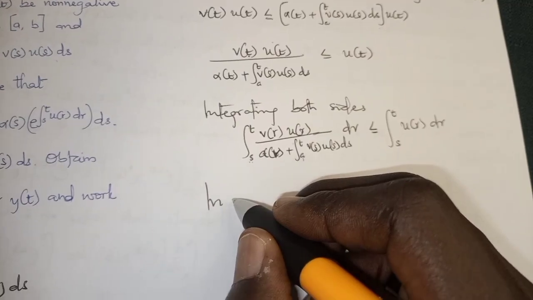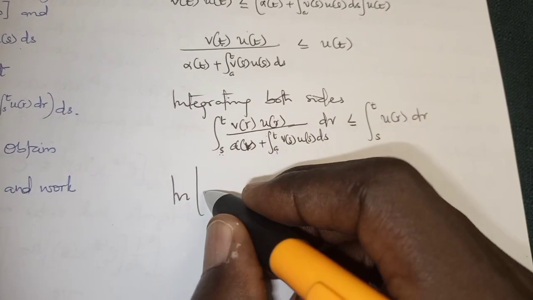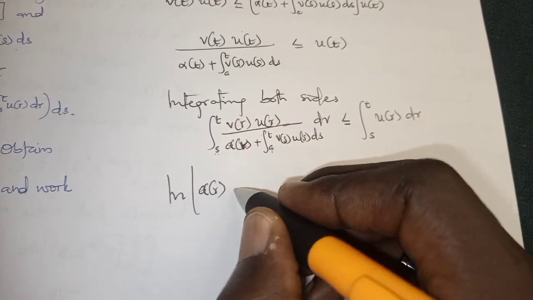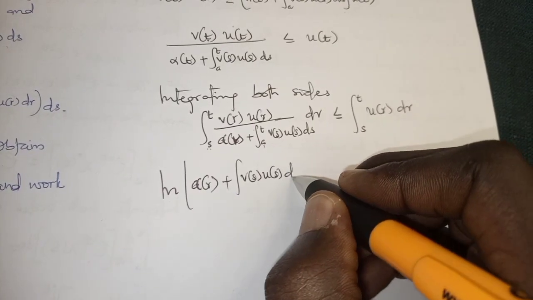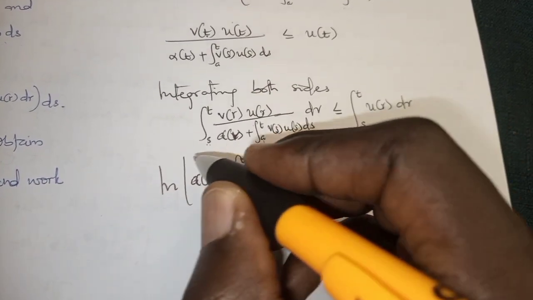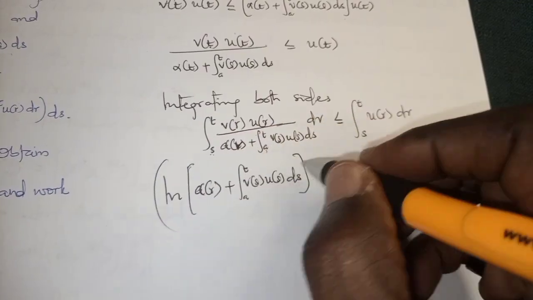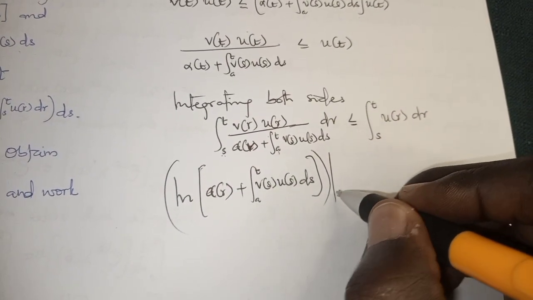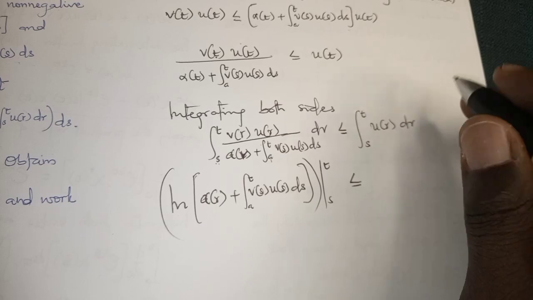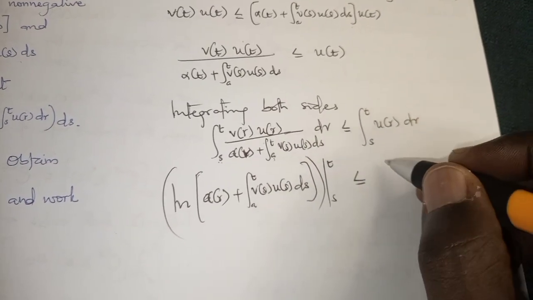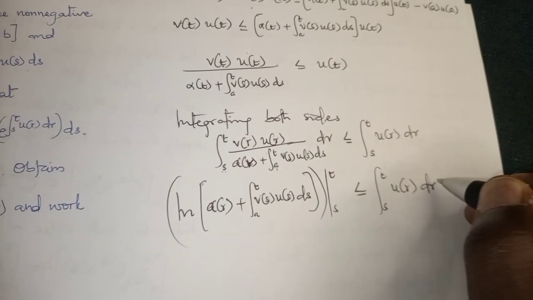ln of all the denominators, so a alpha of r plus the integral of all the expression ds, so a to t, then we close, and all this needs to be applied on the limit from s to t, so less or equals to these two, the same thing, but we just maintain this one since we are in need of the base expression. So we have s to t u of r dr.